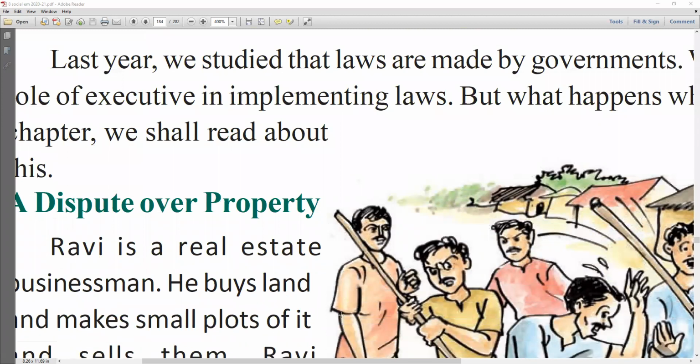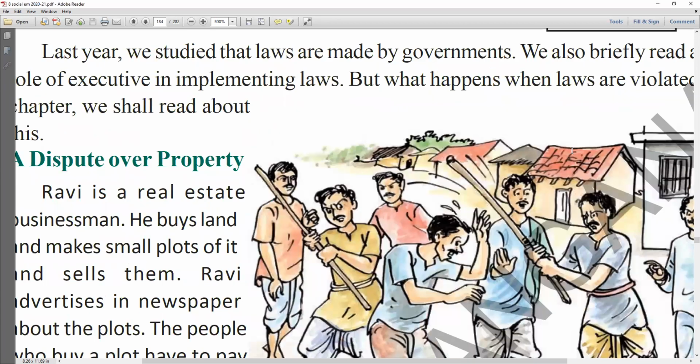Last year we studied that laws are made by the governments, and the role of the executive in implementing laws. But what happens when laws are violated? In this chapter, we shall read about this.